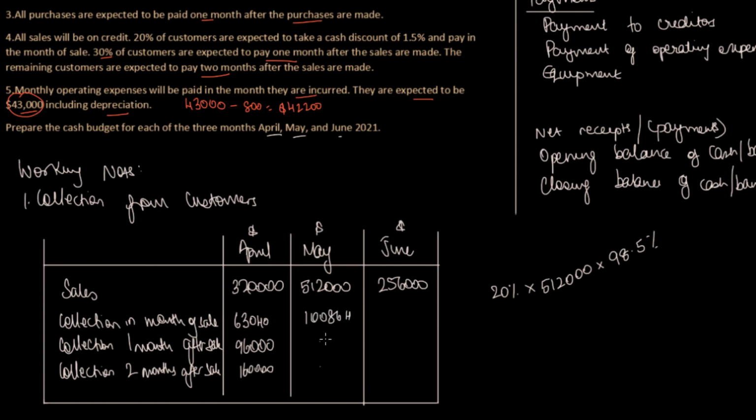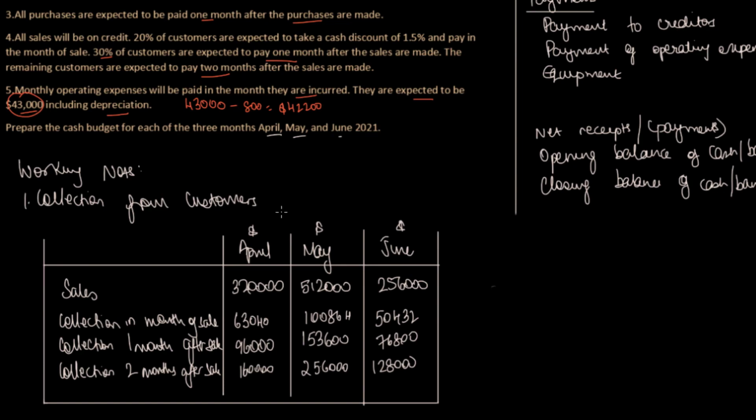And 30% of 512,000 is 153,600, and 50% of 512,000 is 256,000. Then 20% of 256,000 into 98.5%, 50,432. 30% of 256,000, 76,800, and 50% of 256,000, 128,000. So we've calculated that these are the months in which goods were sold for so much value.